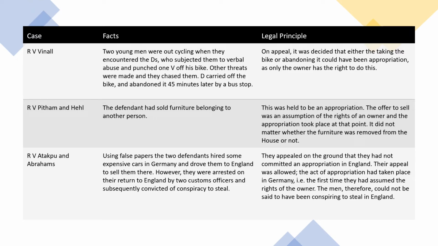And in Atakpu and Abrahams, this involved the issue of where appropriation occurs. Using false papers, the two defendants hired some expensive cars in Germany and drove them to England to sell them there. They were arrested on their return to England by two customs officers and subsequently convicted of conspiracy to steal. They appealed on the ground that they had not committed an appropriation in England, and this was allowed. This is largely because German law is slightly different to English law.